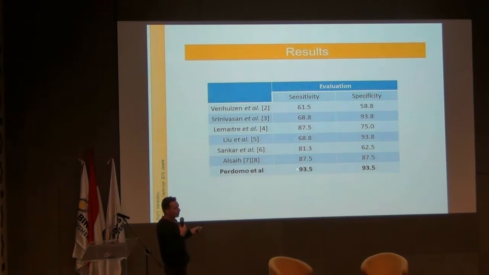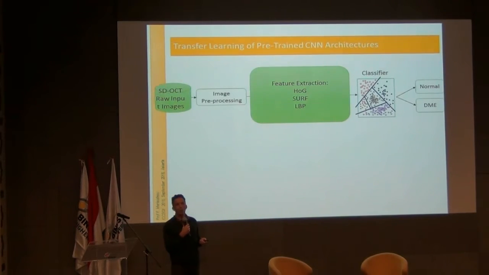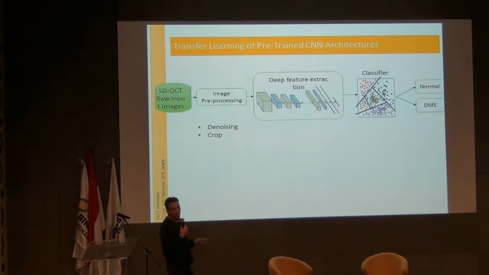So we moved from 87.5 to 93.5. Good enough, huh? We were happy. But then I told one of my students, remember the formula of Karpathy: don't be a hero. So let's go back to this one, but let's replace it with any deep learning algorithm we can find. Okay? So we use AlexNet, VGGNet, GoogleNet, Inception.